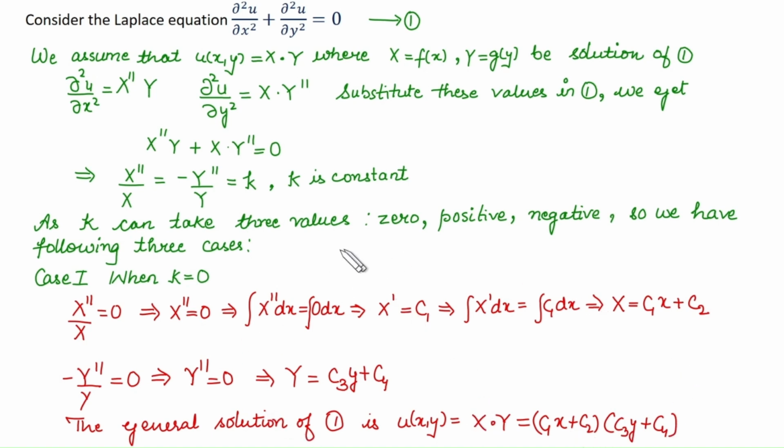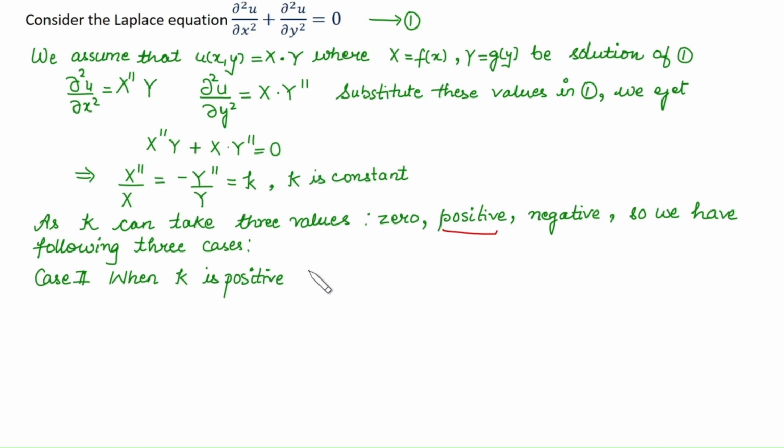So this is the solution we are getting in the first case when k is equal to 0. Now let's consider the case when k is positive. In this case, we assume k is equal to p square, where p is always a real number, and a real number square is always positive.